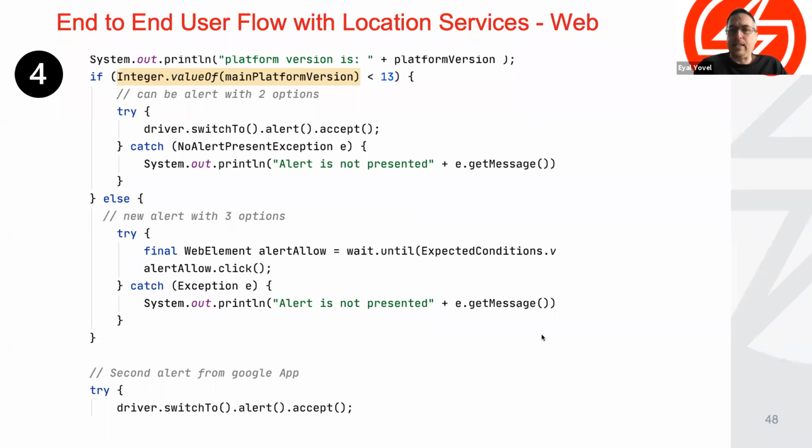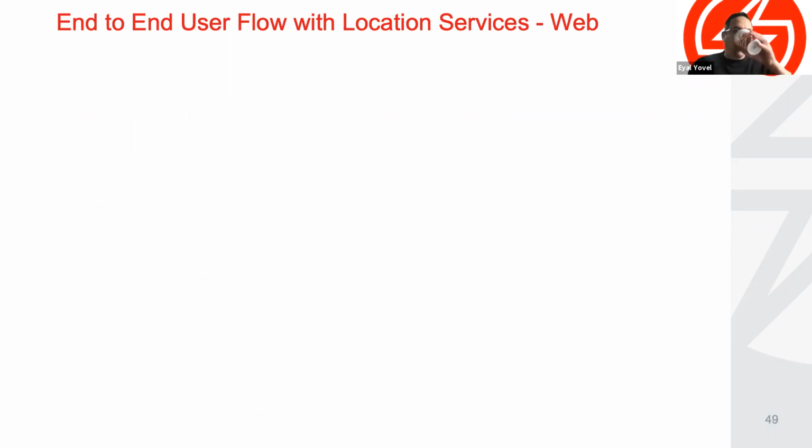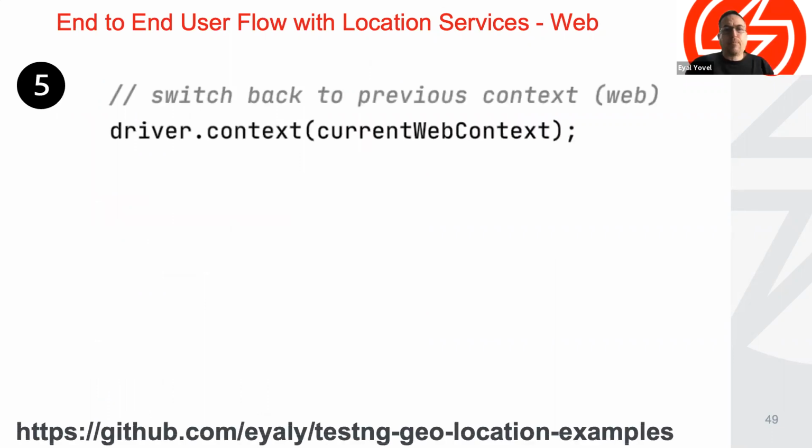So I prefer to handle the alerts and wait 2 seconds for every alert and click on the allow button if it appears. And after that, I can switch back to the web context. Also here you can find the code in the repository, in the test and geolocations example in my repository.